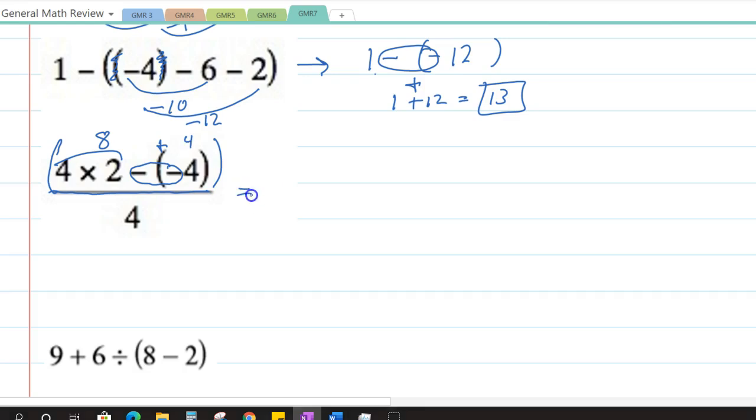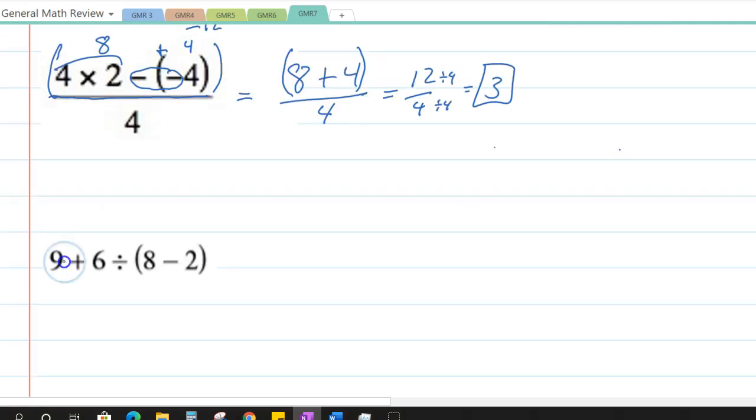I'm going to rewrite it to make it a little prettier. That gives me 8 plus 4 all over 4. Some of you are thinking I can cancel, and the answer is no, you cannot, because there's a plus sign. Remember, I have to take care of the parentheses first. 8 plus 4 is 12 divided by 4. Now I can reduce top and bottom by 4, which gives me 3.